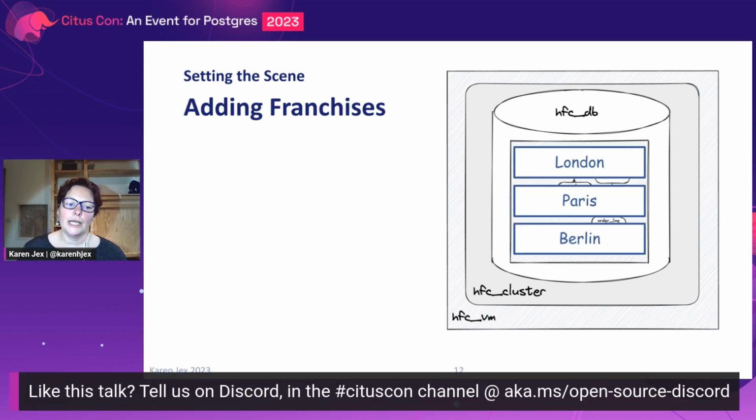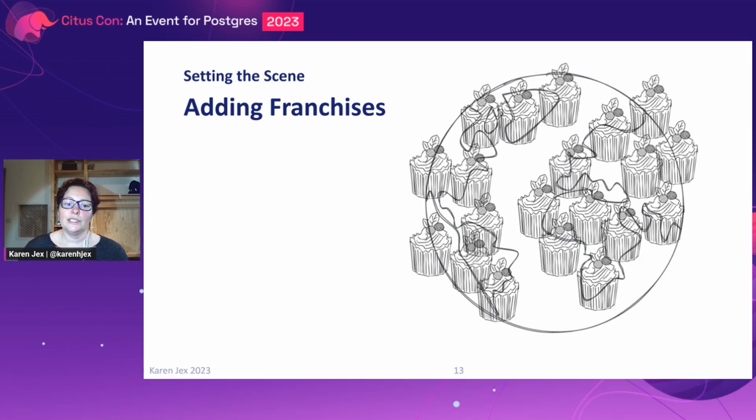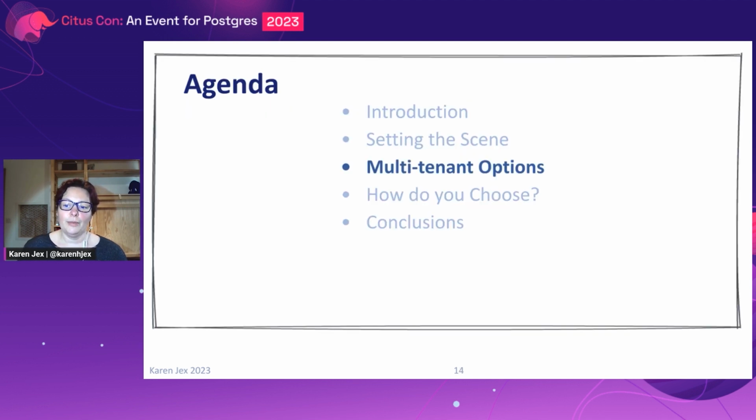But how would you change that once you've got multiple franchises? So you might, for example, have London, Paris, and Berlin franchises to manage. Or what about if you had hundreds or even thousands of franchises around the world? I mean, that's my idea of world domination there. You'll need to think about different multi-tenant options.